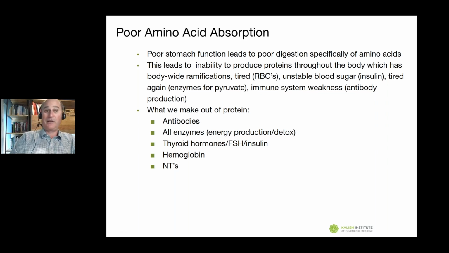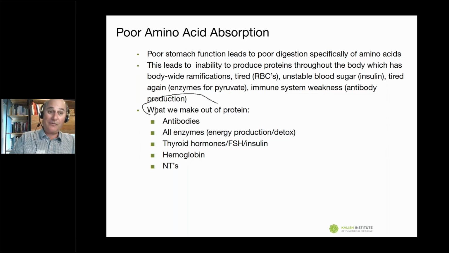And the GI map is really the best test to find that, okay? So poor amino acid absorption, this is the whole theme of today. That's the one thing we want to remember. If you have H. pylori, you're going to have poor amino acid absorption. It's going to starve your good gut bacteria of amino acids. It's going to starve your body.